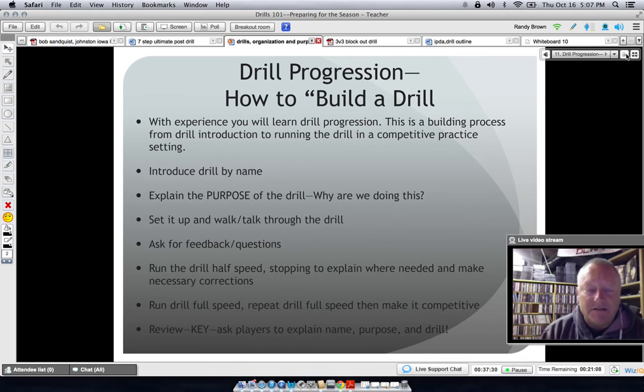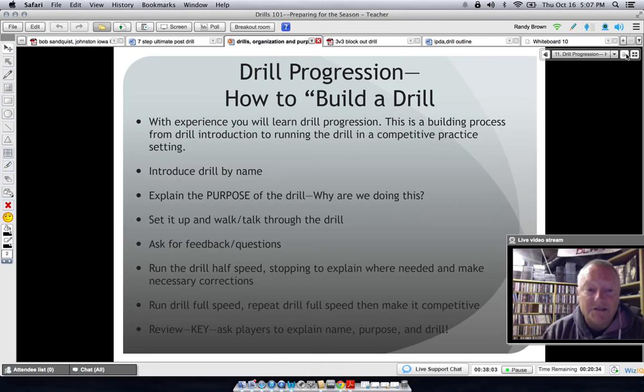Next, set the drill up on the floor. If it's a shell, 4 against 4, set it up and walk and talk your way through the drill. Using key terminology, make sure everybody's eyes are up and on you as you walk through the drill, slowly. Then ask them for feedback, questions, and ask them questions. This is a great time to grab one of your guys, see if he's paying attention, say, what's the purpose of this drill, this zipper drill we're running? And they should know because you just told them.